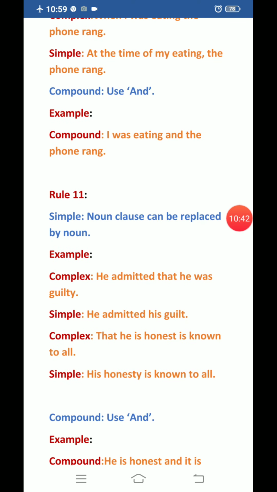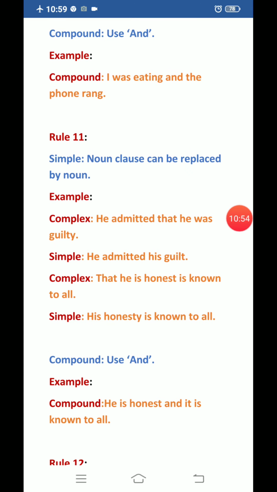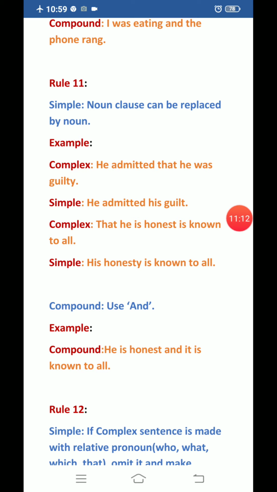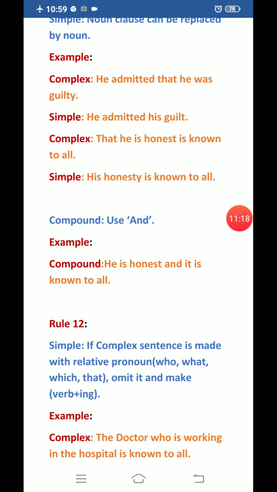Rule number 11. Simple sentence: a noun clause can be replaced by a noun. Let's see. Complex sentence: He admitted that he was guilty. Simple sentence: He admitted his guilt. Complex sentence: That he is honest is known to all. Simple sentence: His honesty is known to all. For compound sentence, use "and." As usual, compound sentence: He is honest and it is known to all.